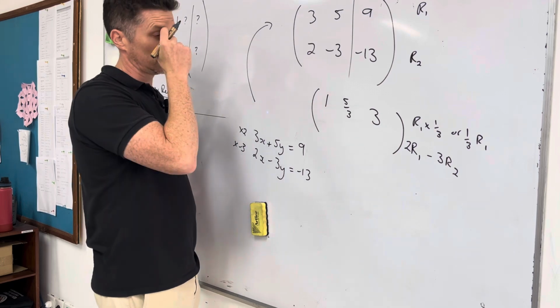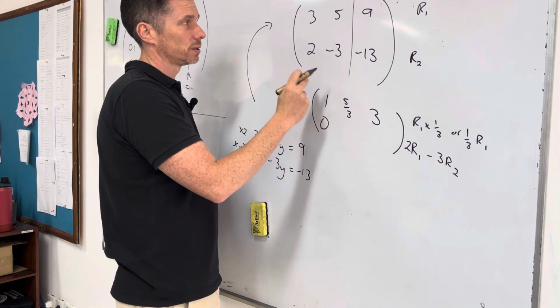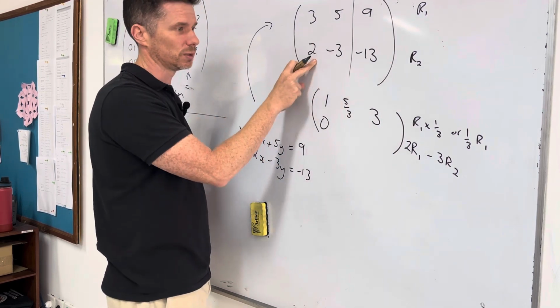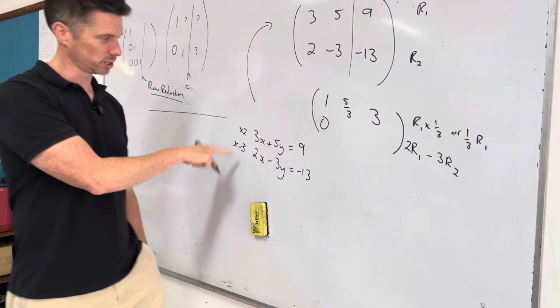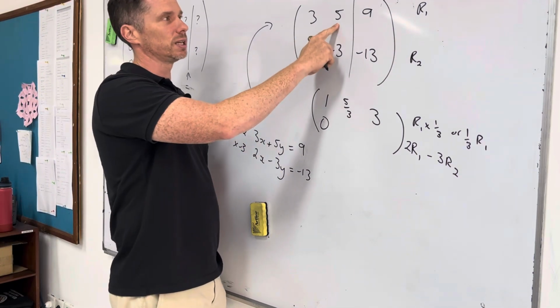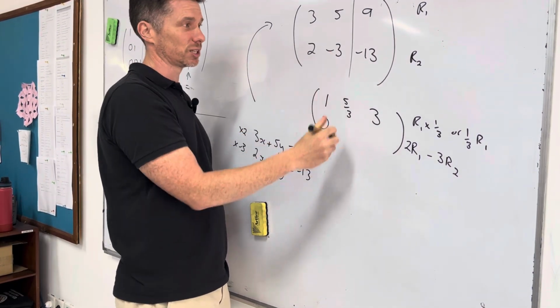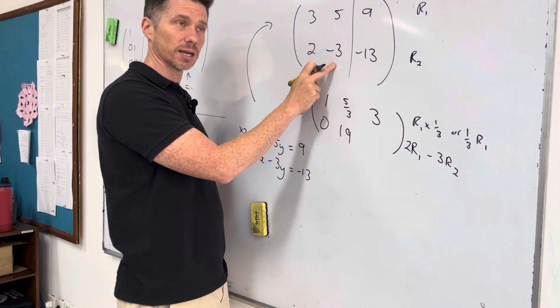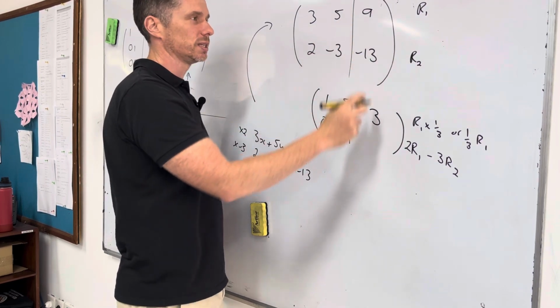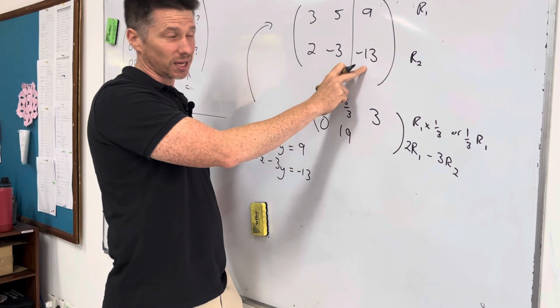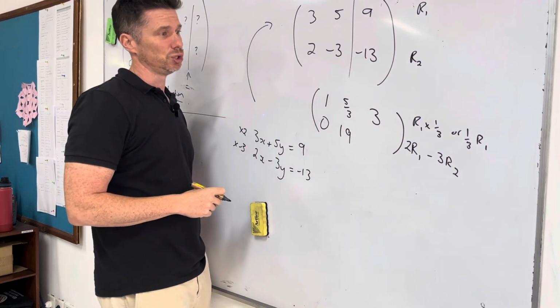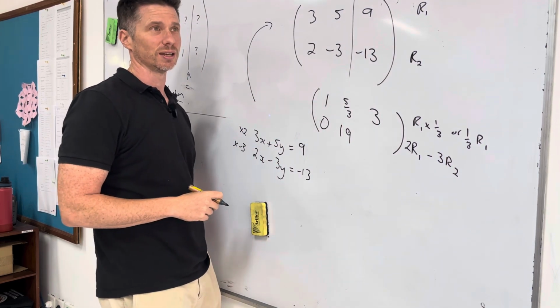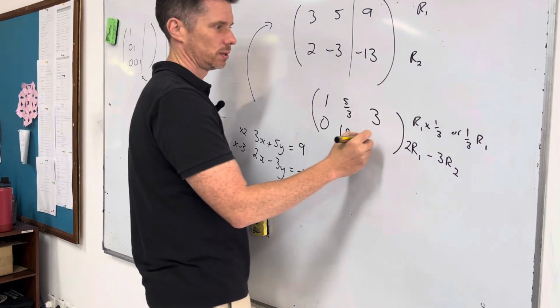That gives the 0 I want, because twice this take away 3 times that is 0. Twice this is 5, take away 3 times this is actually 19, isn't it? Because that's a minus minus. Twice this is 18, minus 39, 57.